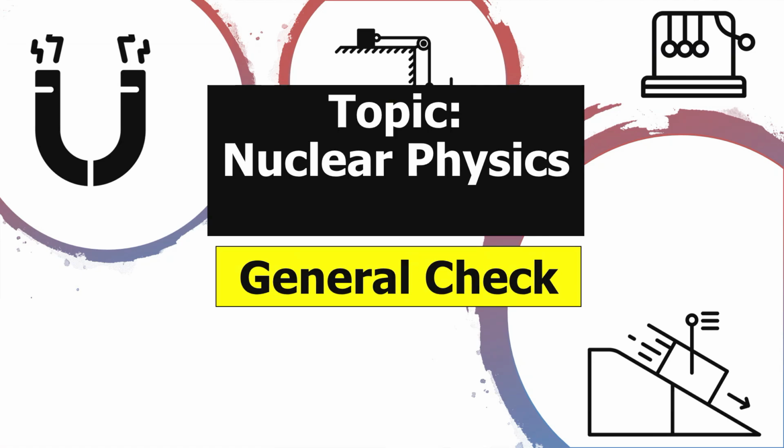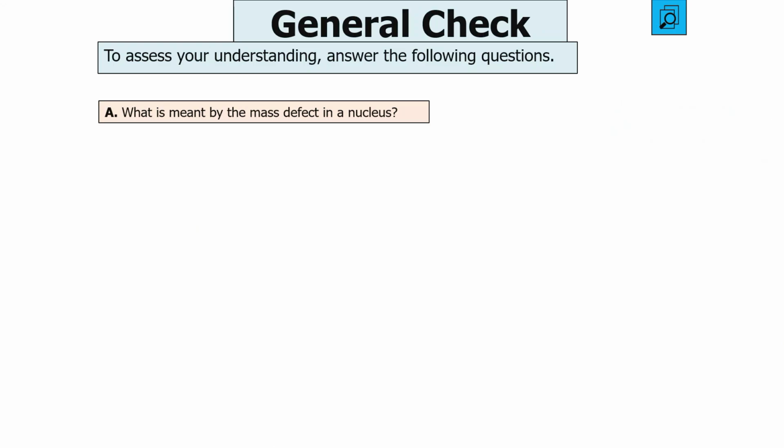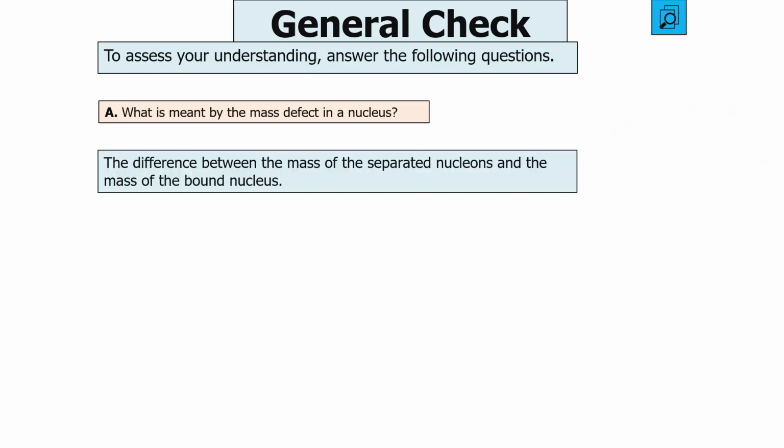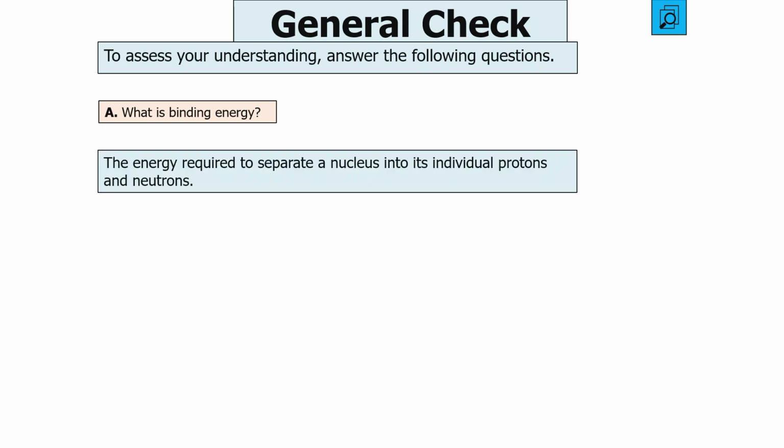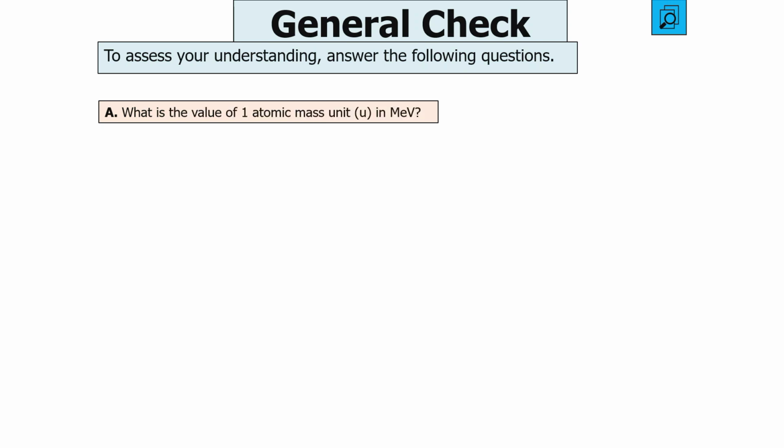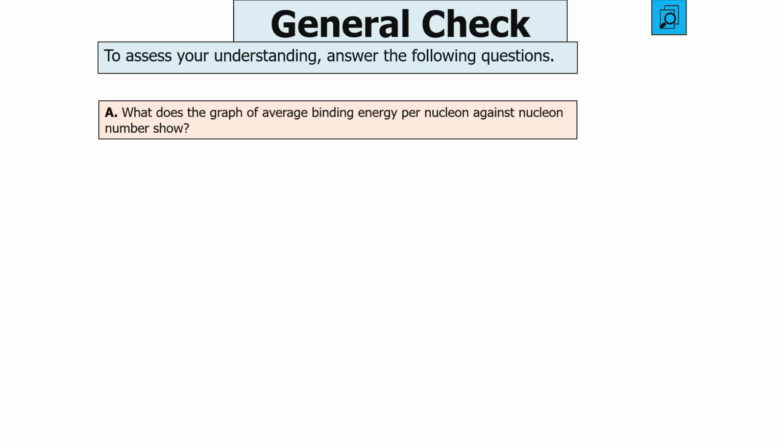Let's now have a look at some general questions to do with nuclear physics. So, what is meant by the mass defect in a nucleus? That is the difference between the mass of the separated nucleons and the mass of the bound nucleus. What is binding energy? It's the energy required to separate a nucleus into its individual protons and neutrons. What is the value of one atomic mass unit in MeV? 1 u is 931.5 MeV.